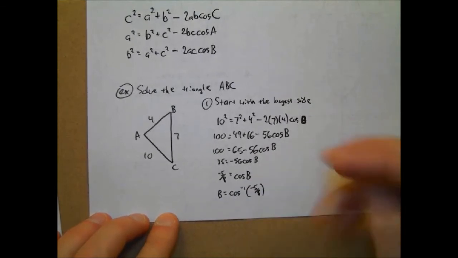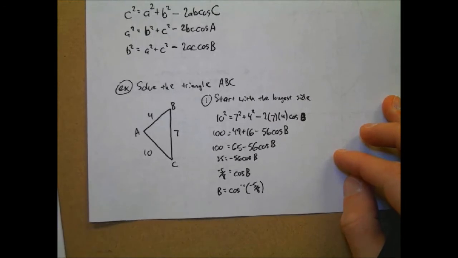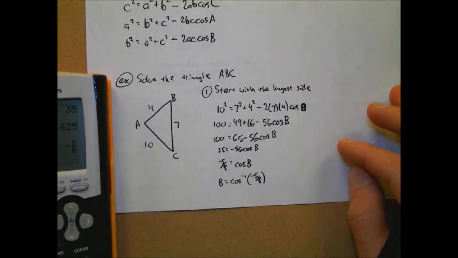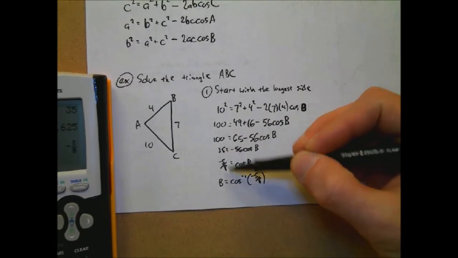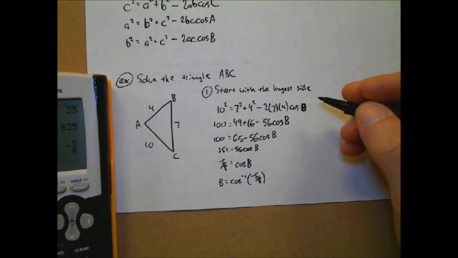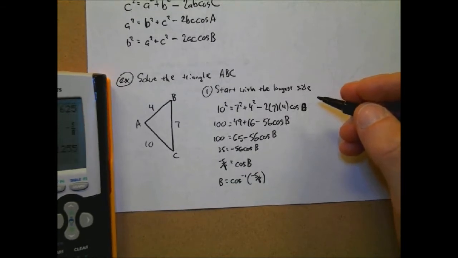Question? 35 divided by negative 56 simplifies to negative 5/8. That's all. Yep. Thank you for asking. Negative 5/8.